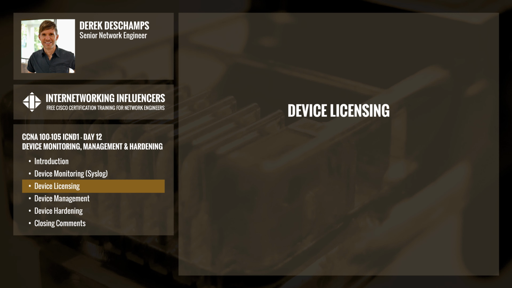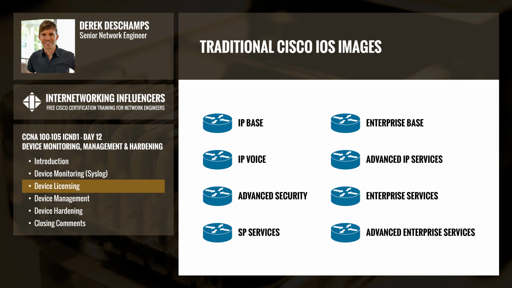The next topic we will look at today is device licensing. Traditionally, multiple Cisco iOS images were available for each device. Each iOS image supported a different feature set, and iOS was chosen based on the features that were required.